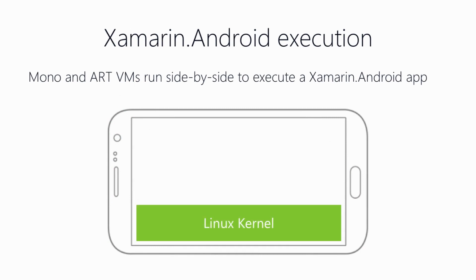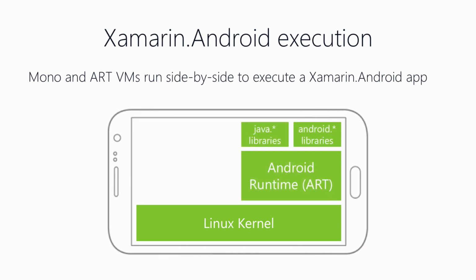Native Android apps run on the Linux kernel. That gives you access to the hardware. Android Runtime, or ART, does things like garbage collection and memory management and such on the Java side. The Xamarin Android libraries are C# wrappers around the underlying Java and Android packages. These are native and they're not written in C#, so they have to run on ART.